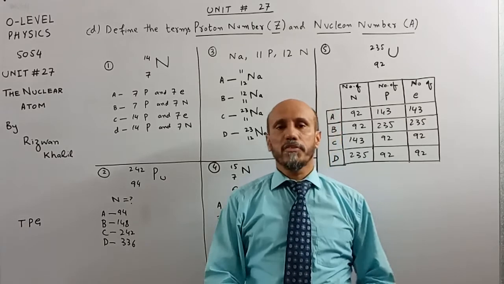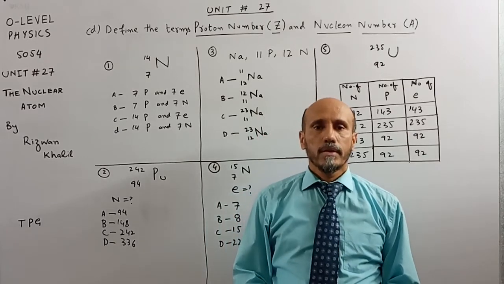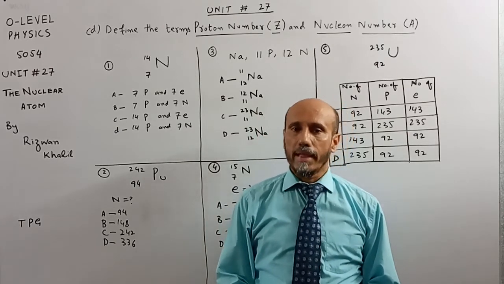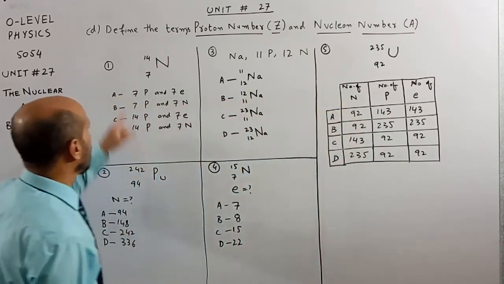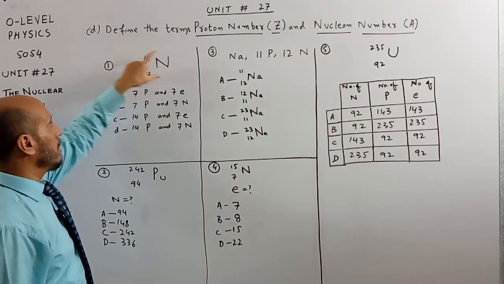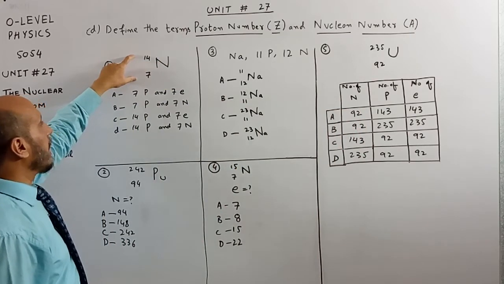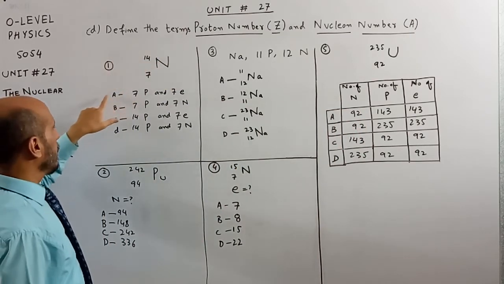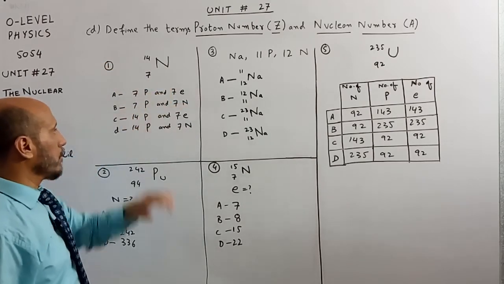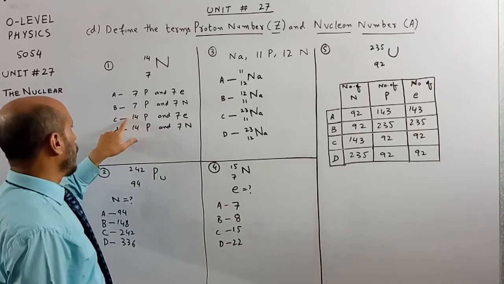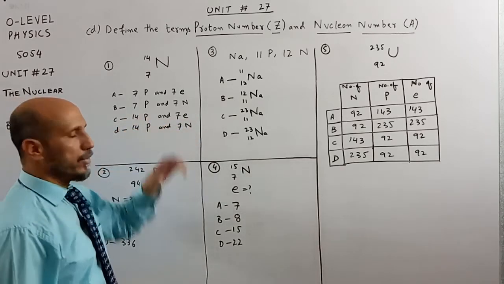Now we will consider different examples in order to reinforce the concept of proton number and nucleon number. Example number 1: an element of nitrogen, 7 14 N, is given, and it is being asked which option is correct: that it carries 7 protons and 7 electrons, or 7 protons and 7 neutrons, or 14 protons and 7 electrons, or 14 protons and 7 neutrons.